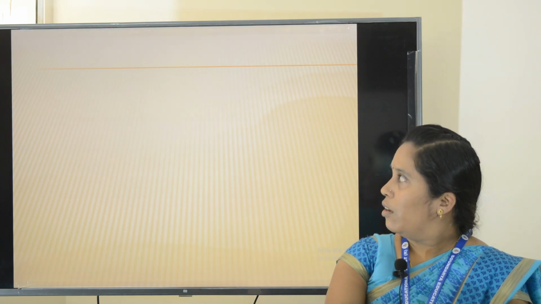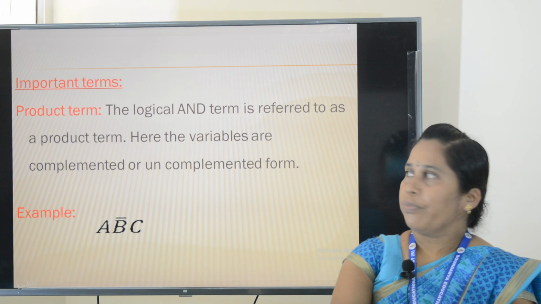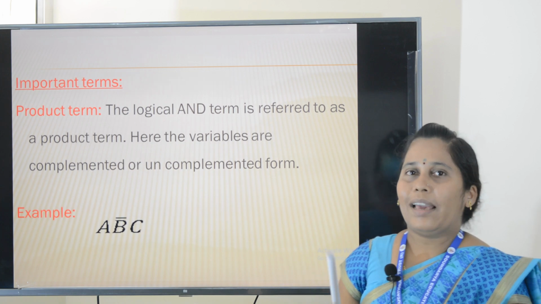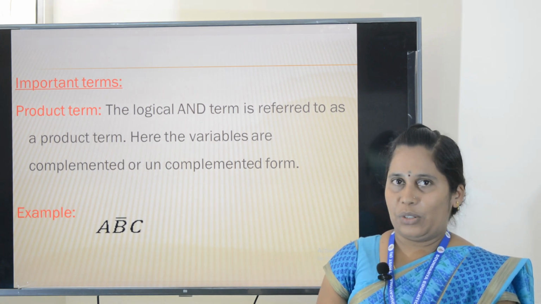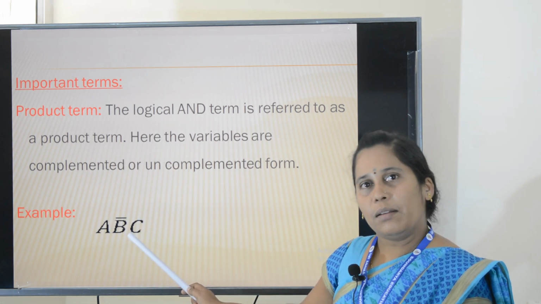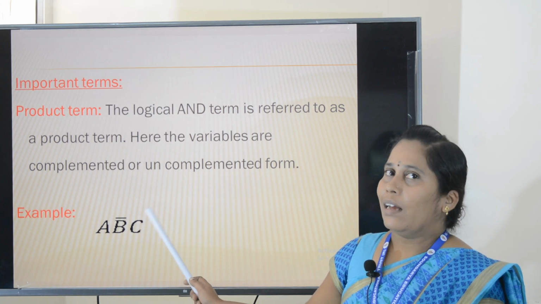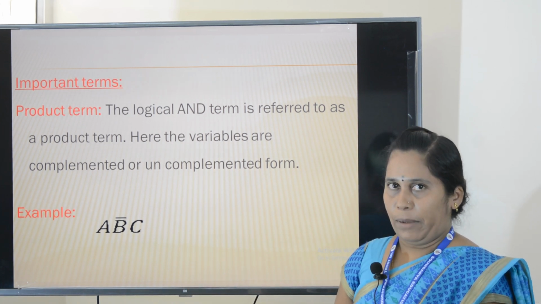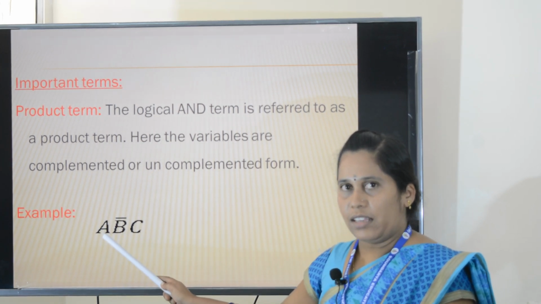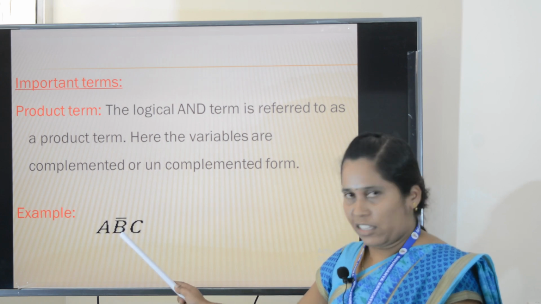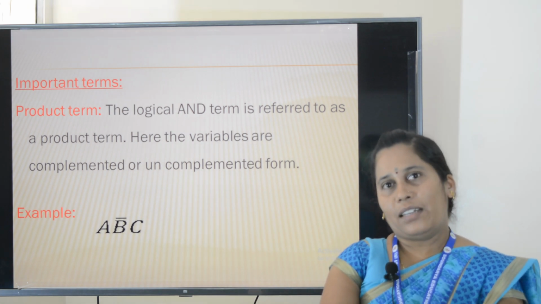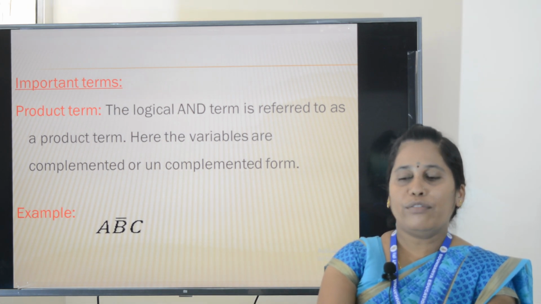Along with these rules, we have some important terms. The first term is product term. Already you have studied, the product term is nothing but the logical AND function. AND function is multiplication of variables. Here the variables may be in complemented or uncomplemented form. For example, A into B bar into C. Here A is in uncomplemented form, B is complemented and C is in uncomplemented form. So product term is nothing but multiplication of variables.